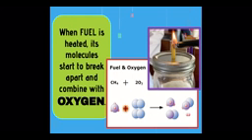Now, the candle flame part. So when fuel is heated, its molecules start to break apart and combine with oxygen. So that's what's happening as this lighter is used to set the pasta piece on fire to start.